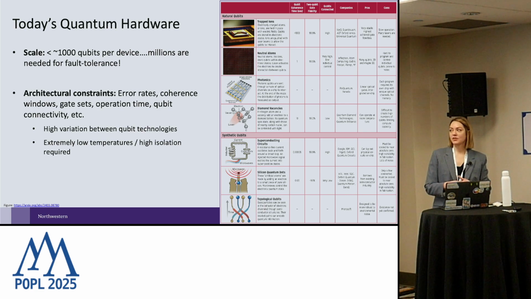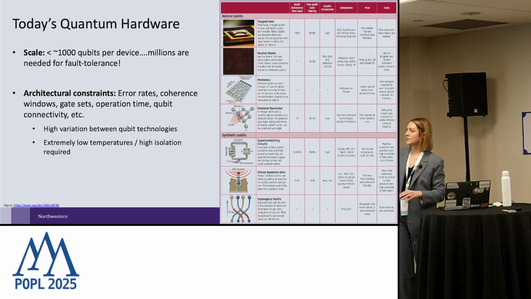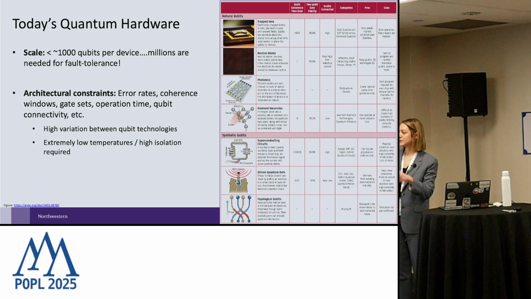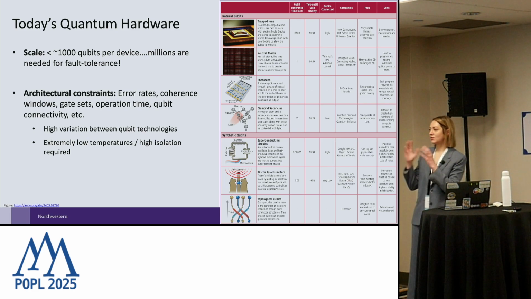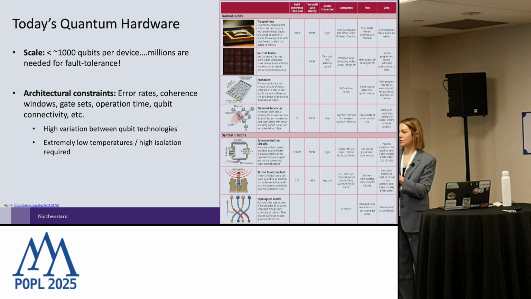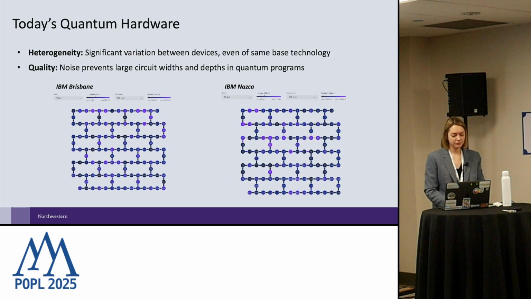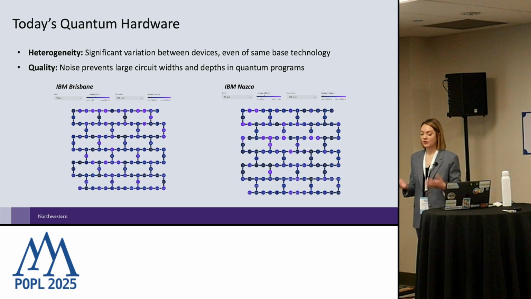And of course, there's a lot of variation between these technologies seen here. We've got a variety of different technologies that are at play at the moment. And a lot of these require extreme environments to operate, whether that's low temperature or high isolation. So a lot of different things that we have to consider, and all of these architectural constraints are slightly different from technology to technology.